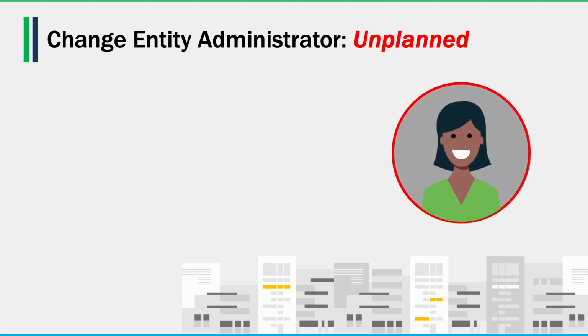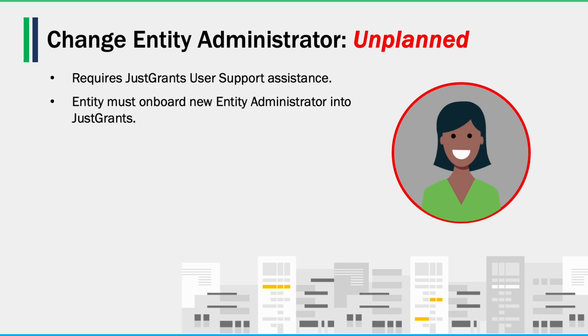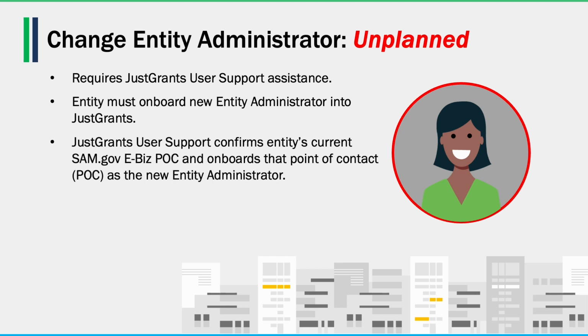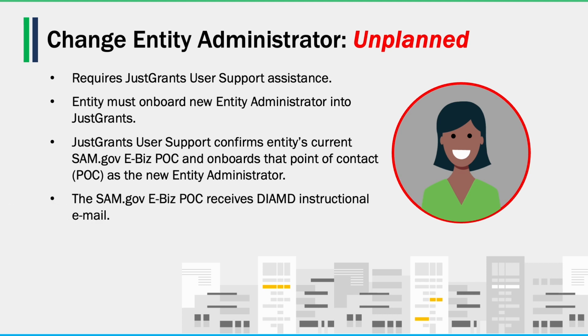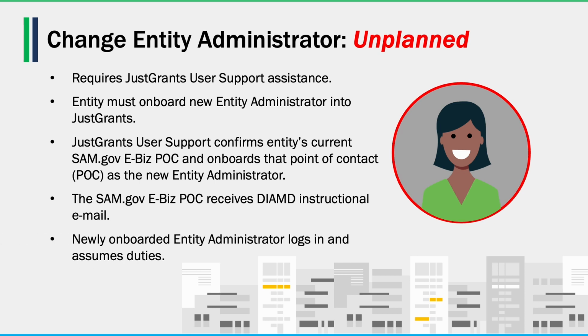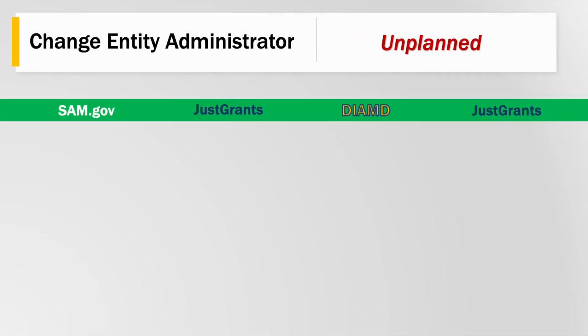When the entity admin's absence is unplanned, there is a different process that will involve user support. So, an unplanned entity admin change will require JustGrants user support assistance. First, the entity must onboard a new eBiz point of contact into SAM.gov. Once that step is complete, the entity must request that JustGrants user support confirm the entity's current SAM.gov eBiz POC and onboard that POC as the new entity administrator. The SAM.gov eBiz POC receives the instructional email from Diamond to register. Once registration is complete, the newly onboarded entity administrator logs in and assumes the entity administrator-related duties. Let's look at this process in detail.